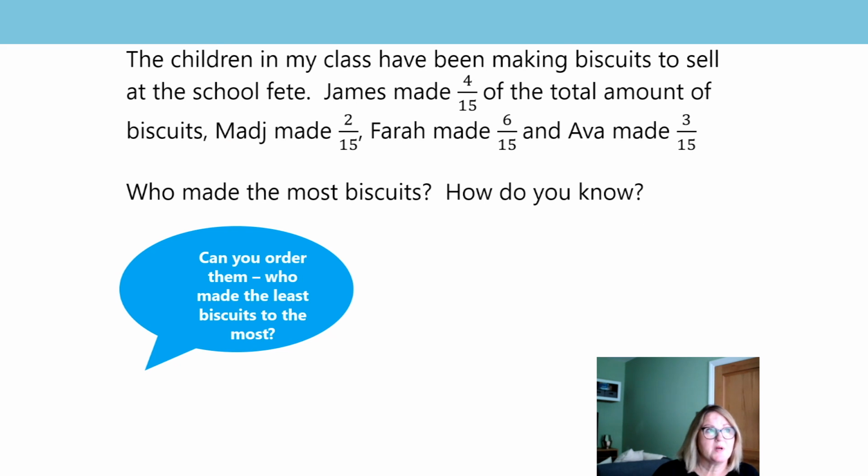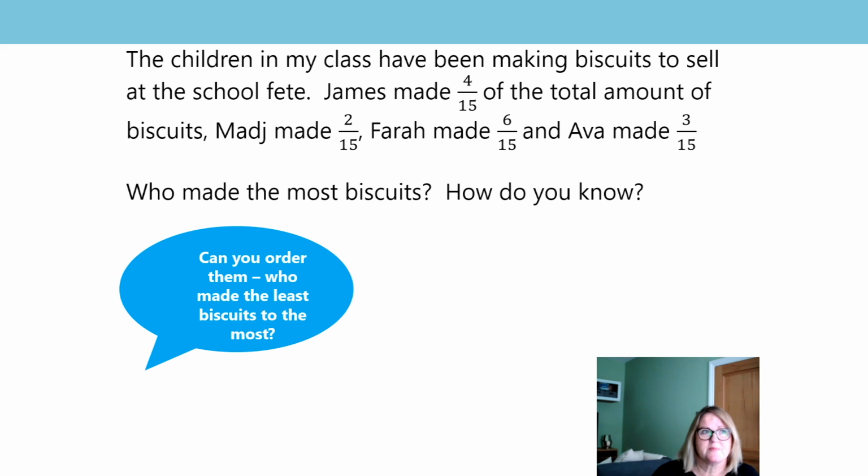So the children in my class have been making biscuits to sell at the school fete, and James made 4/15ths of the total amount of biscuits. Majd made 2/15ths, Farah made 6/15ths, and Ava made 3/15ths. Who made the most biscuits? How do you know? Just pause the video and have a think through your thoughts.